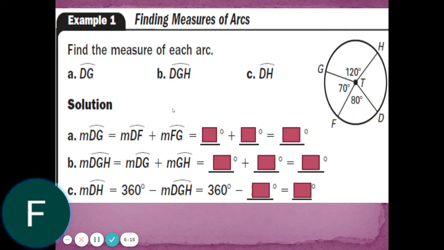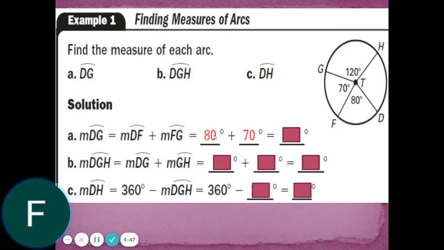All right, here we go with the examples given. So the measure of each arc, notice that DG only has 2 letters, so we're going to name that a minor arc. So minor arc DG is equal to the measure of arc DF plus the measure of arc FG. So DF is 80, and the measure of FG is given to us as 70.